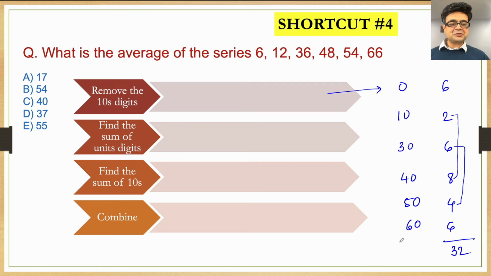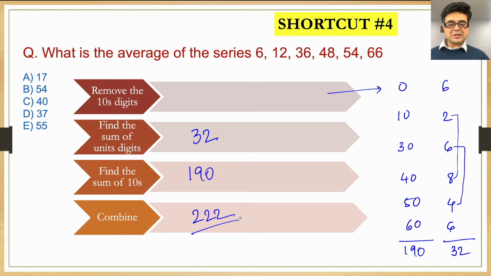32. Very simple so far, right? So units digit is 32. Sum of tens digit is 10 plus 30 is 40. 40 plus 40 is 80, 130 and 60, so 190. And when you add 190 and 32, you get 222.